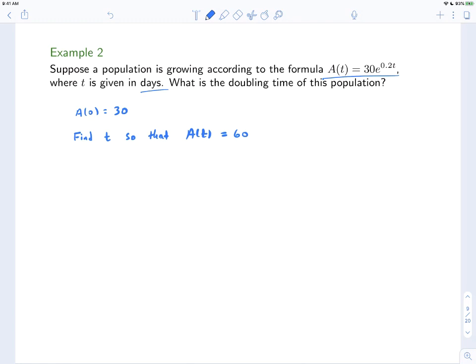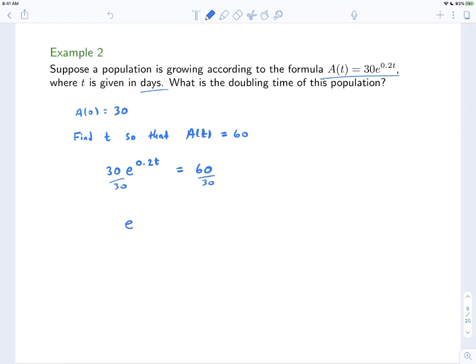So that's our goal. Well, we have a formula for A at t. So what we want to do is find a t so that 30 times e to the 0.2t is equal to 60. The first thing to do is to divide everything by 30.